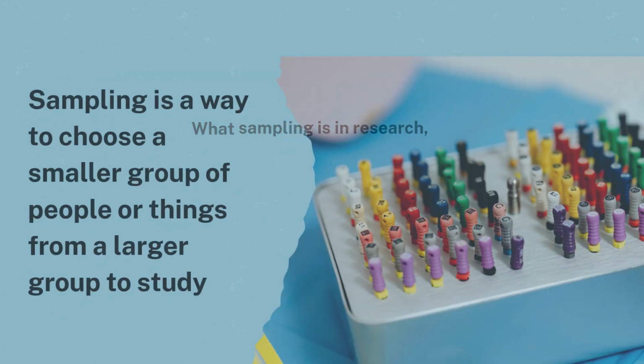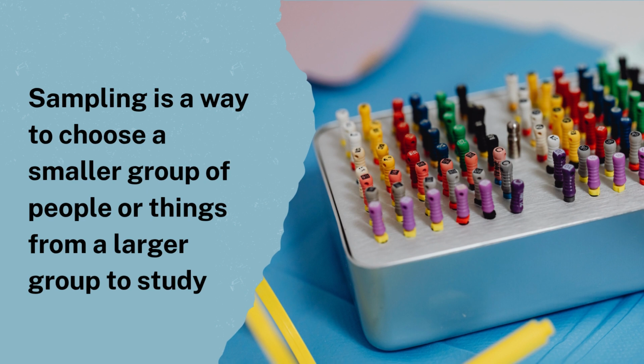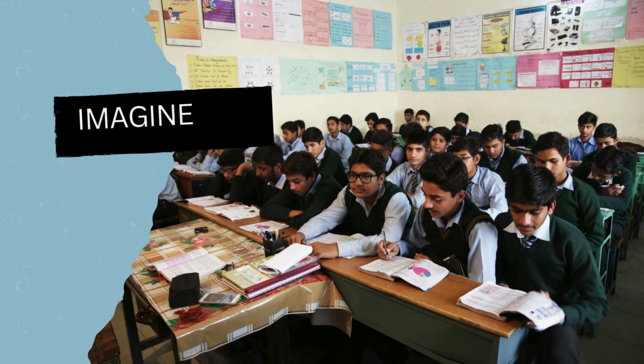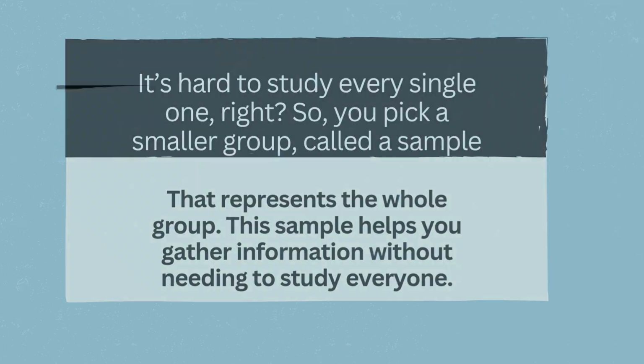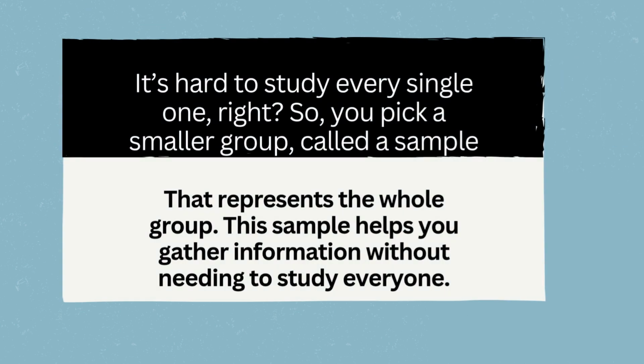Sampling is a way to choose a smaller group of people or things from a larger group to study. Imagine you want to learn something about a huge group, like all the students in a city. It's hard to study every single one, right? So, you pick a smaller group, called a sample, that represents the whole group. This sample helps you gather information without needing to study everyone.